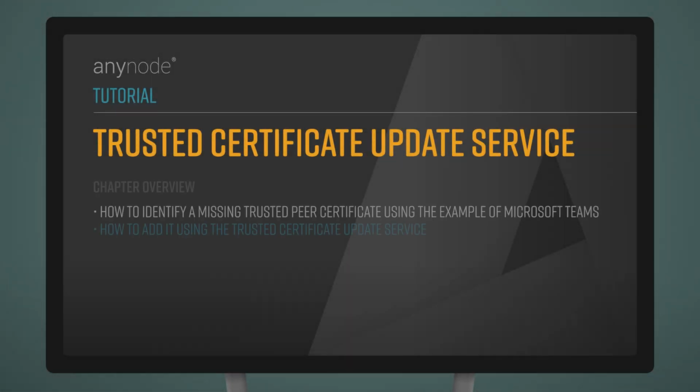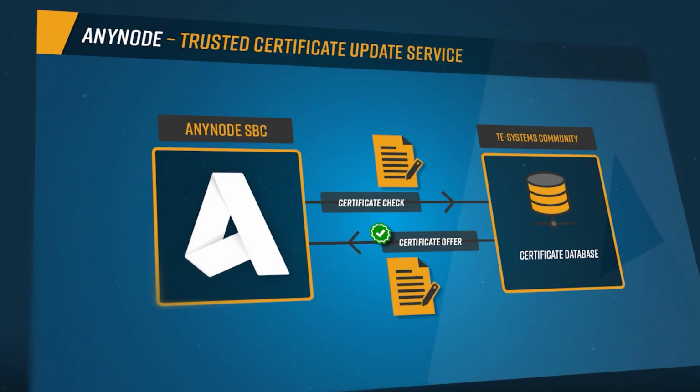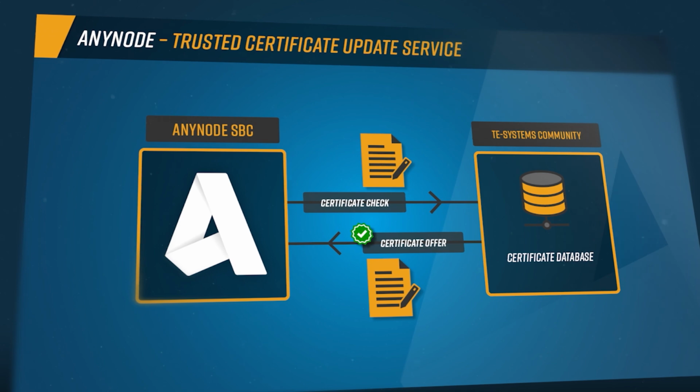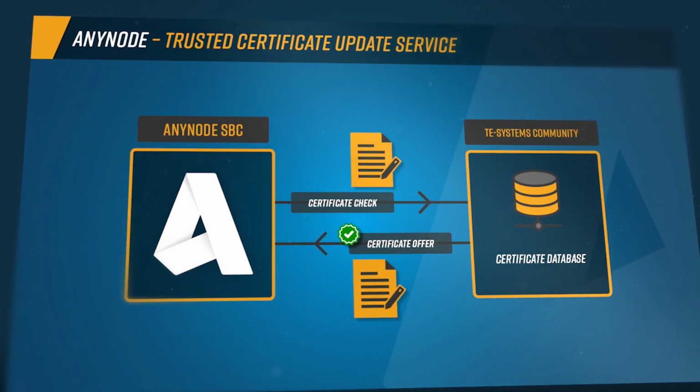In this tutorial, we demonstrate how to identify a missing trusted peer certificate using the example of Microsoft Teams direct routing and how to add it using the Trusted Certificate Update service. You will need a valid software upgrade service, SUS, to allow anynode to retrieve certificates from the TE Systems community.